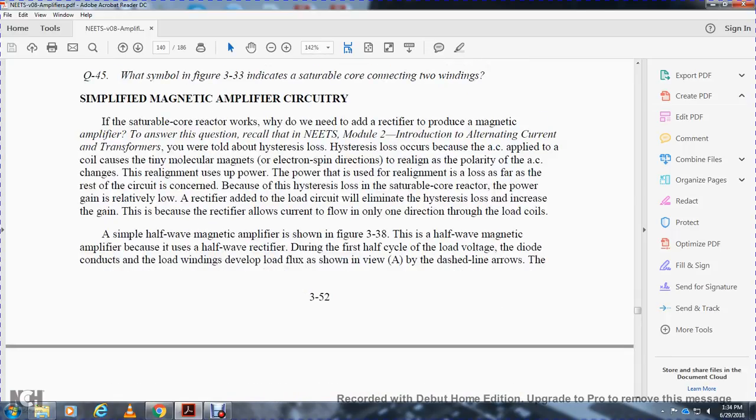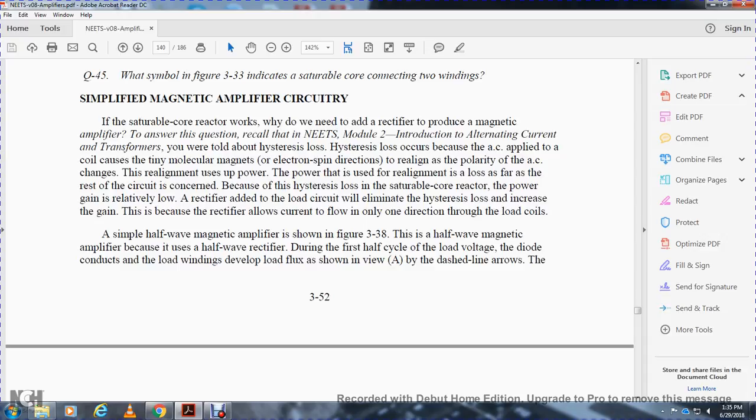Alright, a simplified magnetic amplifier circuit. A saturable core reactor works, so why do you need to add a rectifier to produce the magnetic amplifier? To answer this question, recall the introduction of alternating current with the transformer in NEETS Module 2. You were told about hysteresis loss. Hysteresis loss occurs because, when AC is applied to the coil, the tiny molecular magnets have to realign with the polarity of the AC. Power is used in the realigning, and it is a loss as far as the rest of the circuit is concerned.